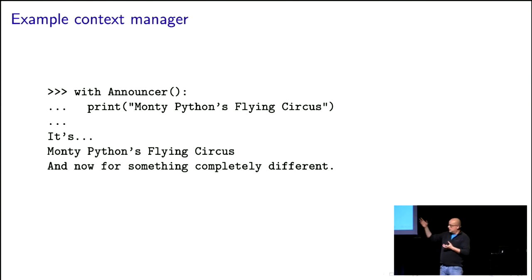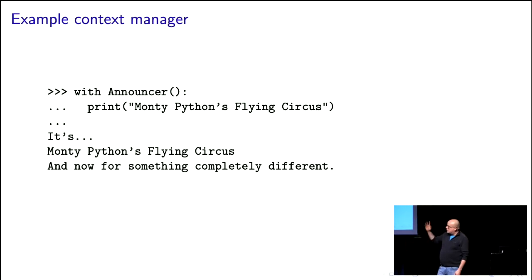In our case, this object we're constructing is the context manager, it's there. We don't want to use the value of announcer inside the body of our with block, so we left off the as variable name, because that's optional.